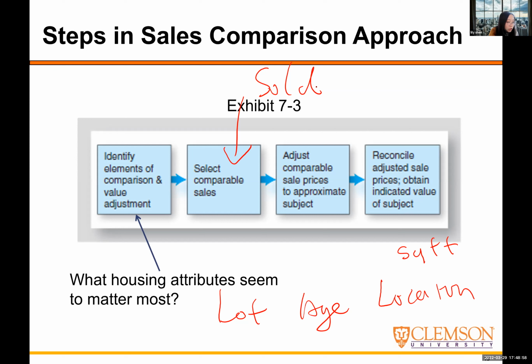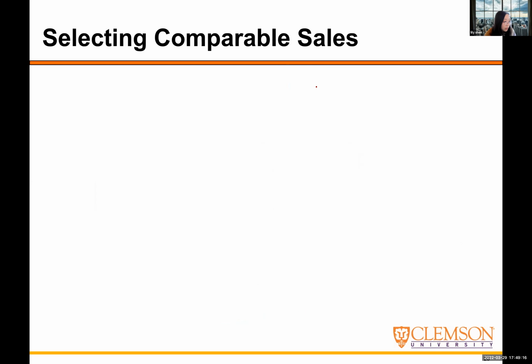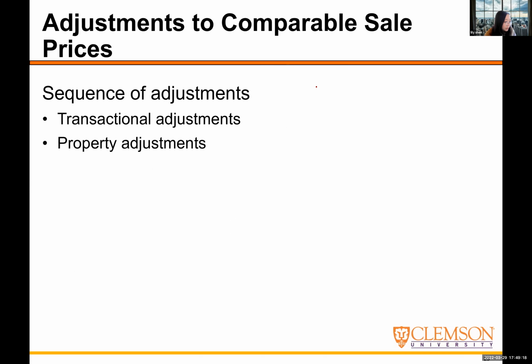You have to adjust a feature of each comparable, and each comparable would have a suggested value. And then you have to reconcile the adjusted sale prices, and you have to make an indicated sale price for your subject. I will give you more examples later.